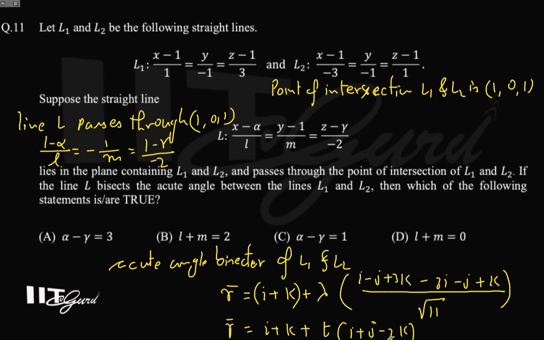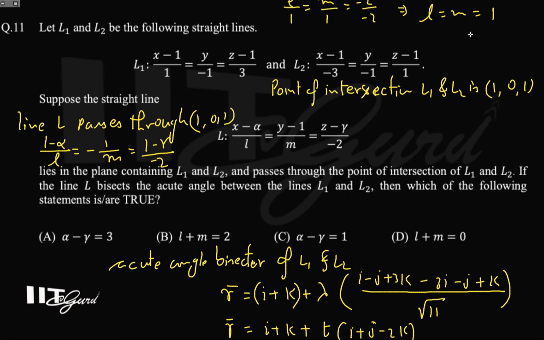So the direction ratios, let me write over here, that is L upon 1 is equal to M upon 1, and here that is minus 2 upon minus 2. This shows that L equal to M equal to 1.